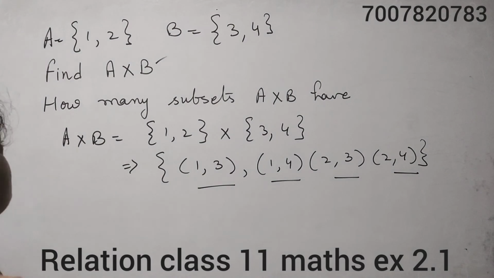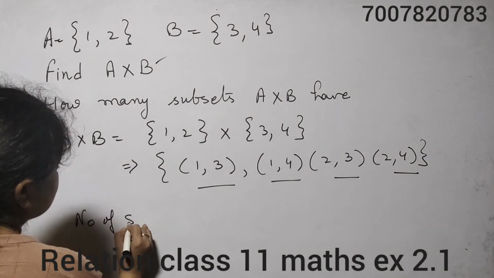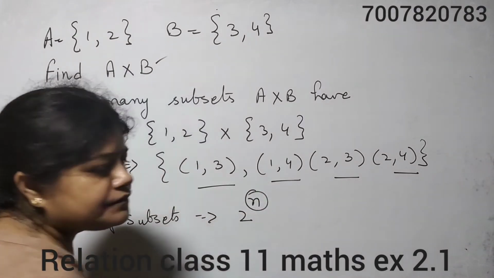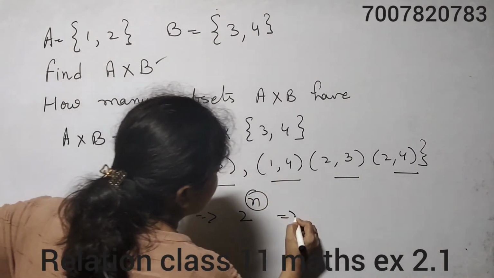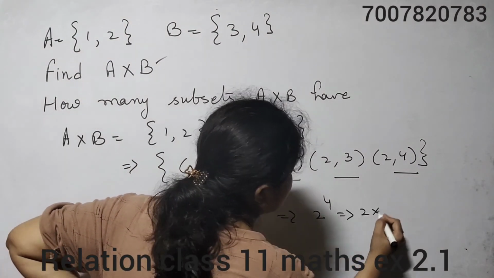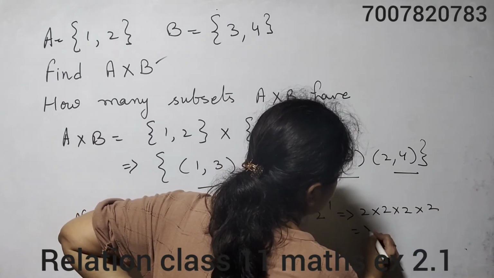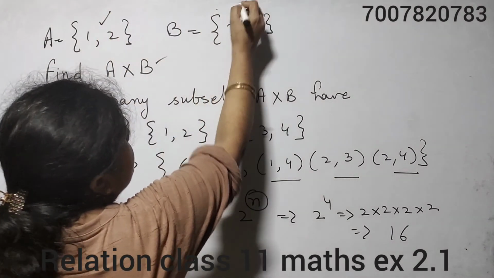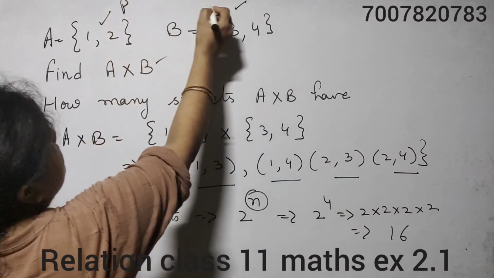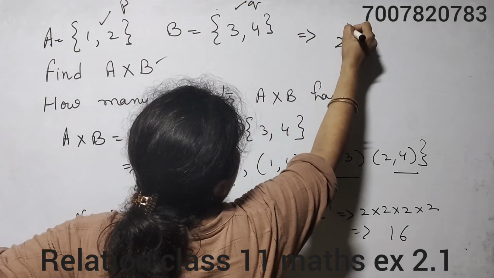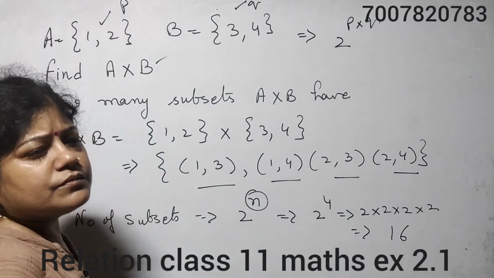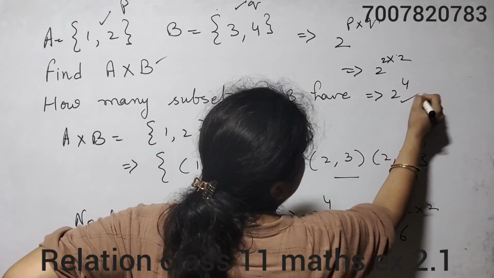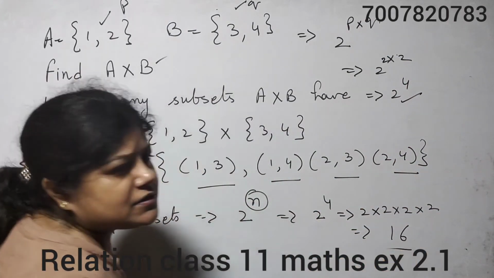Okay. So for the number of subsets of any set, we have the formula 2 to the power n. Now there are 4 ordered pairs, so we get 2 to the power 4. That is 2 into 2 into 2 into 2. That means we get 16. There's one more method. For example, there are p elements and q elements. The number of subsets is 2 to the power p into q. That means 2 to the power 2 into 2, that is again 2 to the power 4, and we again get 16.